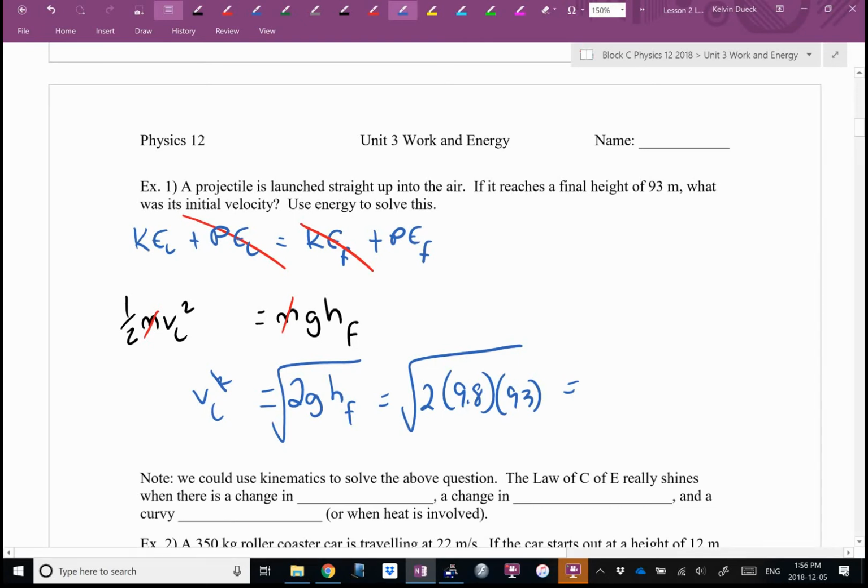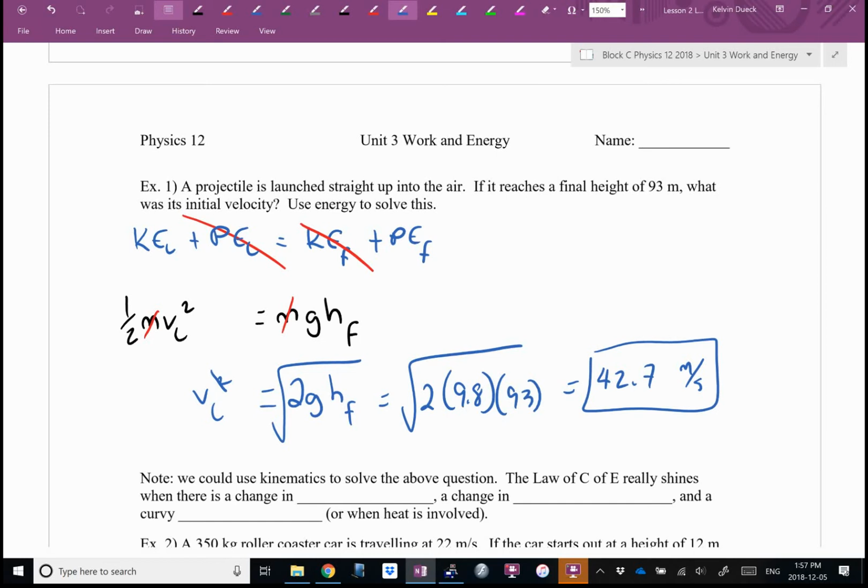It's roughly the square root of 2,000. Something in the 40s? Yeah, 42.7 meters per second. Now, I gotta be honest, I don't know if I would use energy to solve that one.